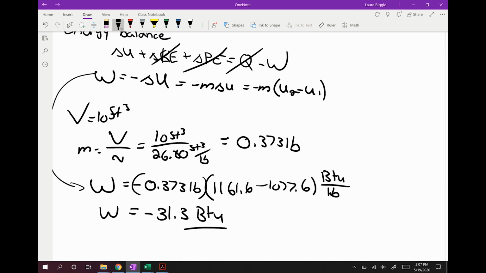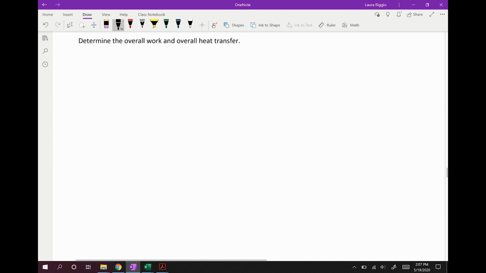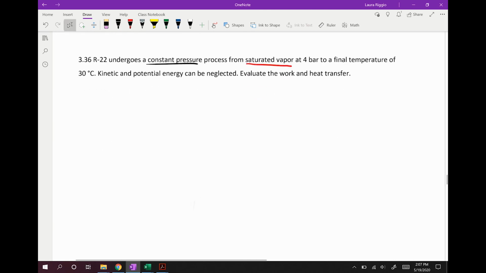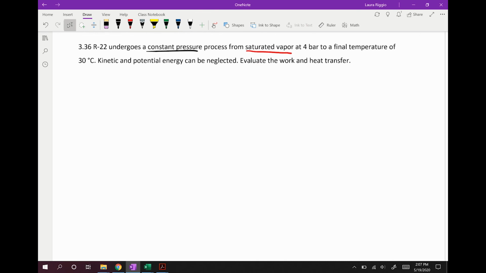Again, the main difference between chapter 3 and chapter 2 was that in chapter 2 we had to be given some other piece of information to be able to figure out our internal energy change. Let's do another quick example. We have R22 undergoing a constant pressure process from saturated vapor at 4 bar to a final temperature of 30 degrees Celsius. We can neglect kinetic and potential energies. We want to find the work and the heat transfer.